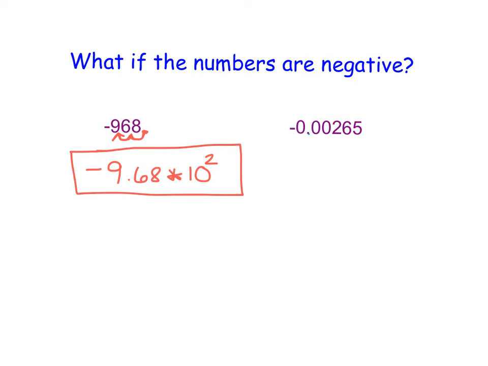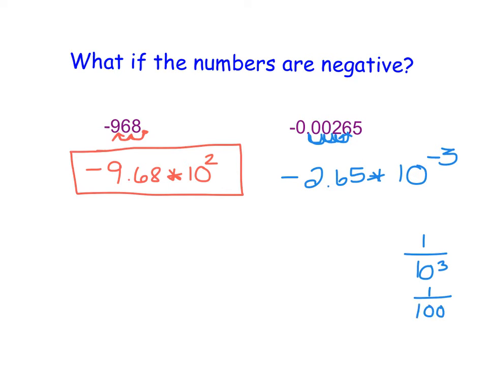Now here, the same process, I move it 1, 2, 3 spaces, so I have negative 2.65 times 10 to the power of, I moved it backwards, 1, 2, 3, so that would be negative 3, and that would then be negative 2.65 times 10 to the power of negative 3, which remember is really 1 over 10 to the power of 3, or 1 1,000th.